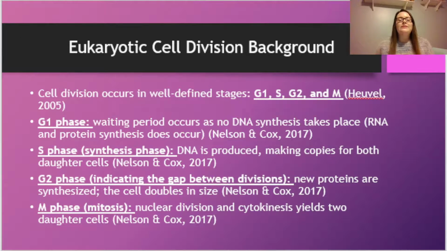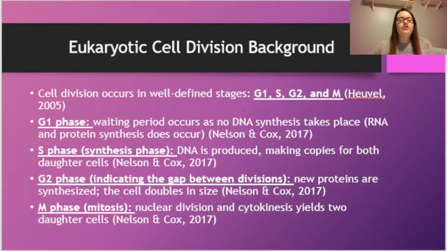First, we need to go over good background information regarding eukaryotic cell division. Cell division occurs in well-defined stages, known as first G1, then the S phase, G2, and the M phase, those that are underlined there in that first bullet point.